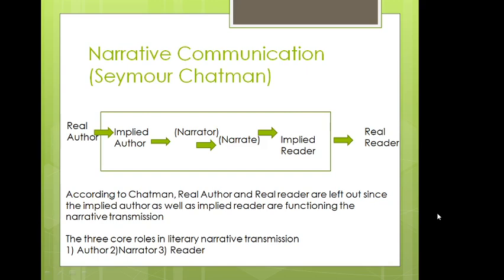So according to Chatman, real author and real reader are left out of this narrative communication process, because he believes that the implied author as well as the implied reader are functioning inside this narrative transmission. And he also explains that the narrator-narratee pair is also a kind of an optional position. And therefore he identifies these core three roles in literary narrative transmission. There will be author, it will be implied author, and narrator who will be in the text, and there is this reader or implied reader.